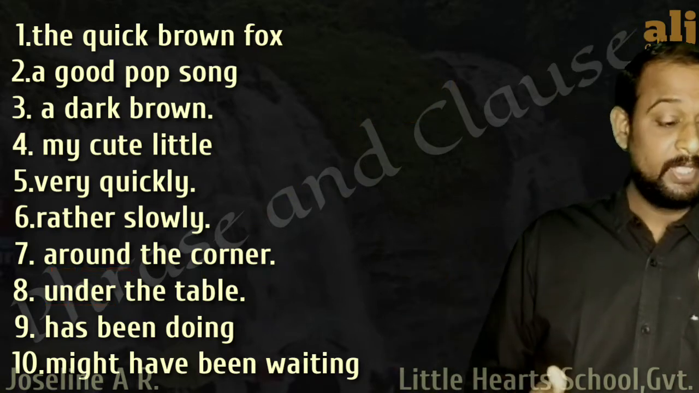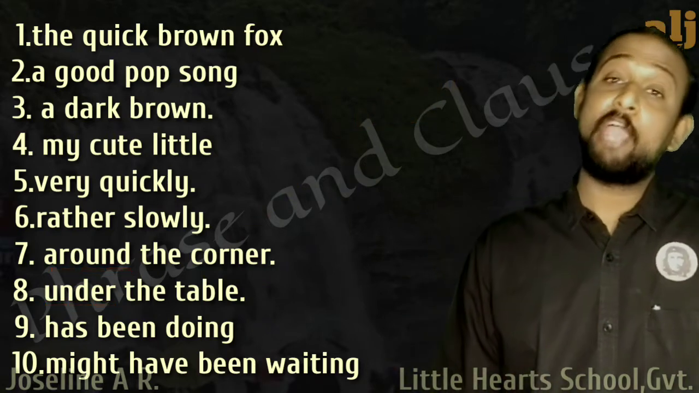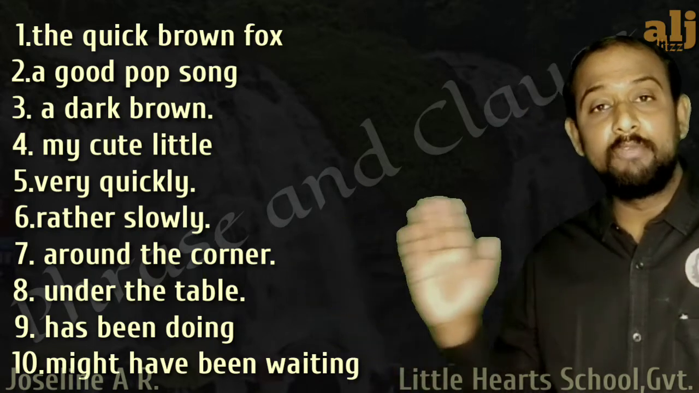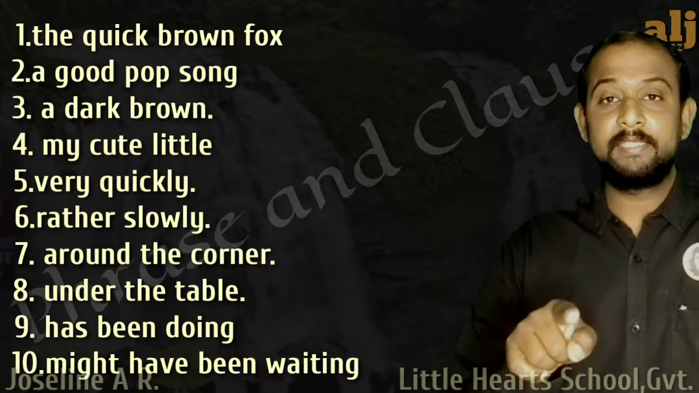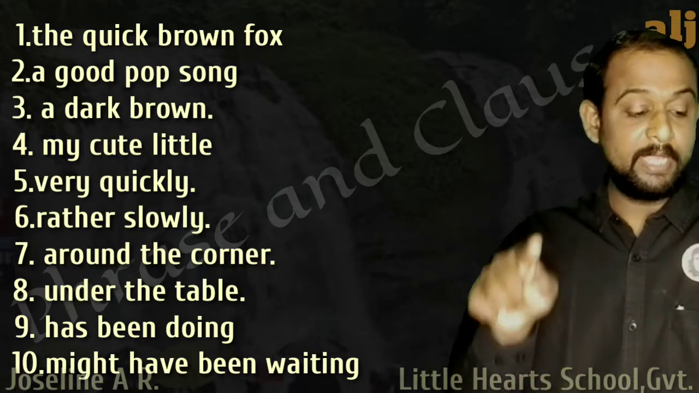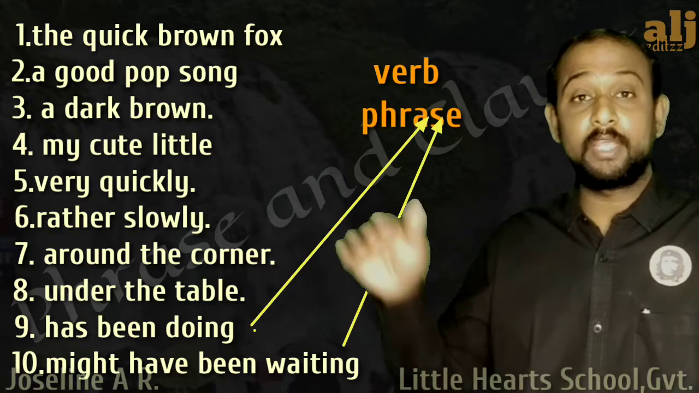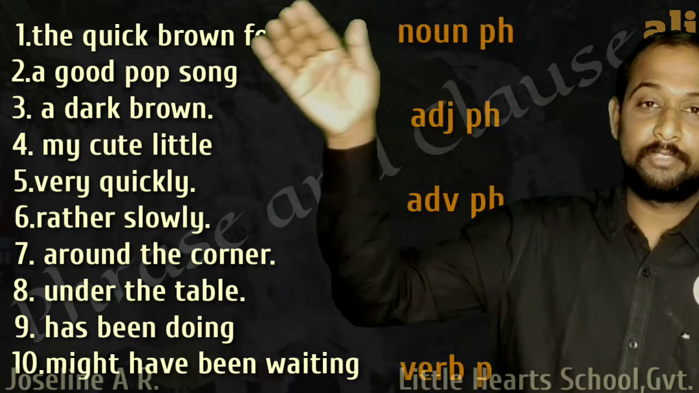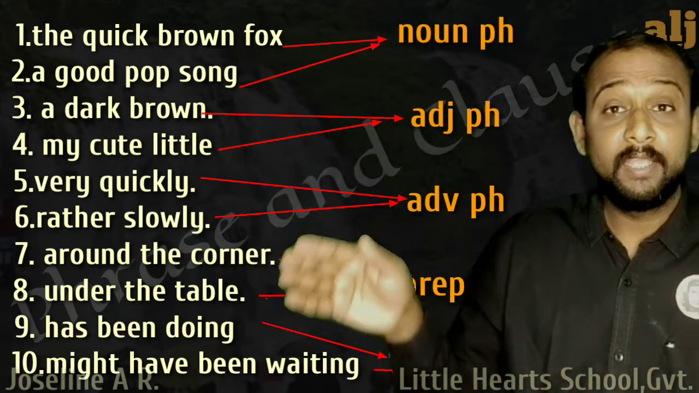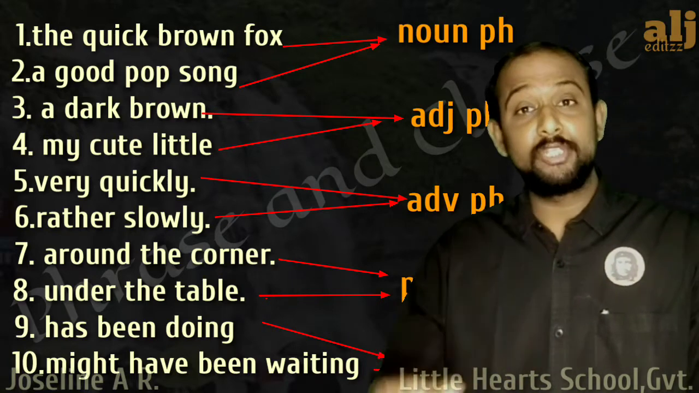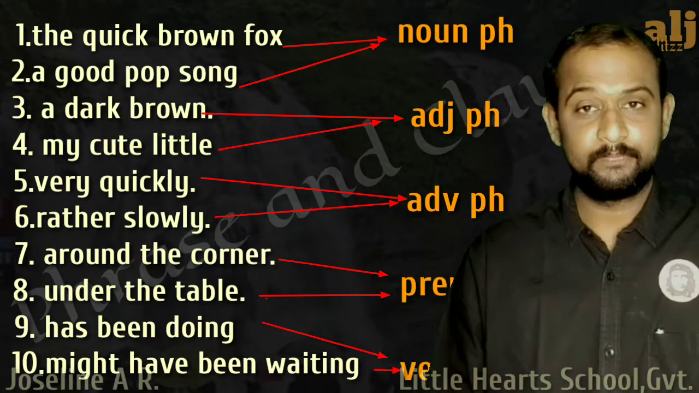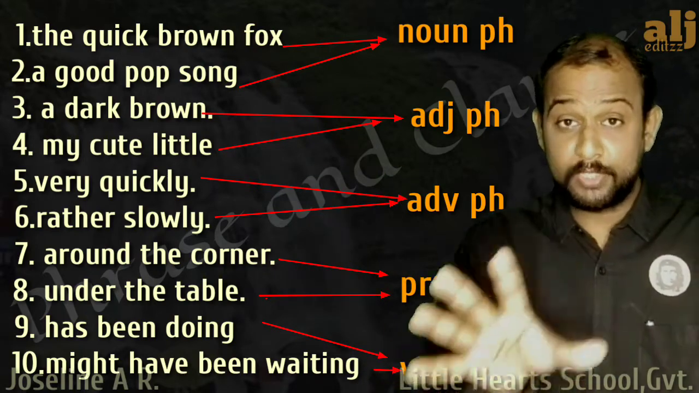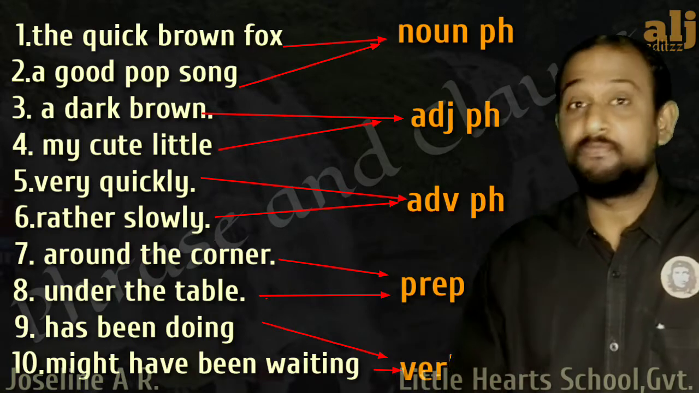See the last two. Has been doing, might have been waiting. You see only verbs in these two phrases. In has been doing, all three are verbs. In might have been waiting, all four are verbs here. So they are called verb phrases. Got the point, students? Noun phrase, adjective phrase, adverb phrase, preposition phrase, and verb phrase. So based on the functions the phrases do, they are named. We have still more, but these are 5 important types of phrases. I think now you've got to know the meaning of a phrase and the types of phrases.